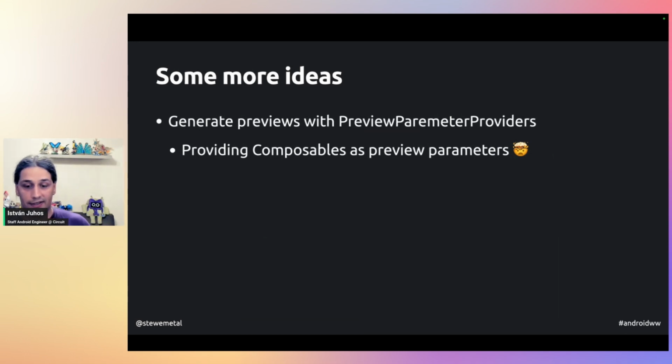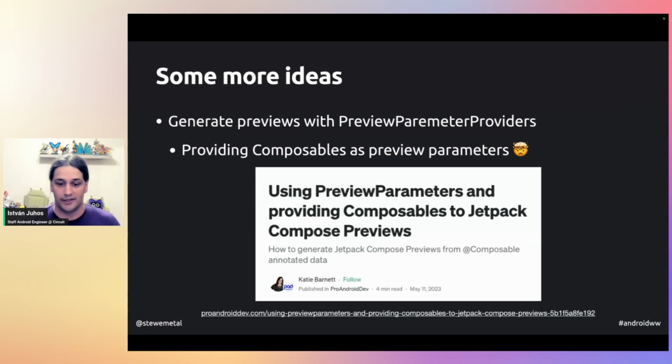Okay, there is the thing called preview parameter provider, which we don't have time for now. But yeah, you can generate different previews by providing a stream of different objects that the preview tooling will generate previews for. And with that, you can create multiple states that you want to preview. But there is the idea of providing composables as preview parameters, because why not? You can do that. You can create all different configurations with that. And there is actually a great article from Katie Barnett about that. So check that out if you're into the preview parameter provider stuff.